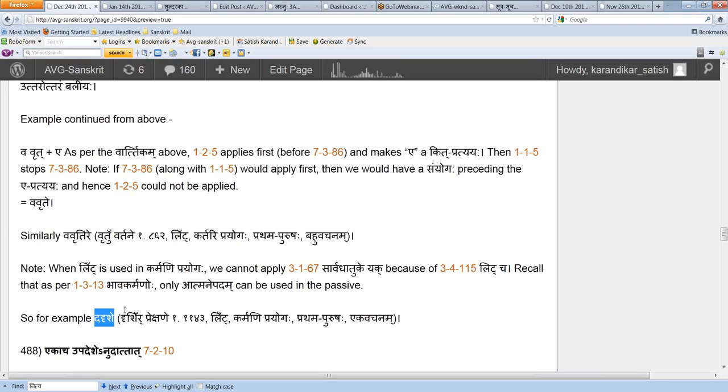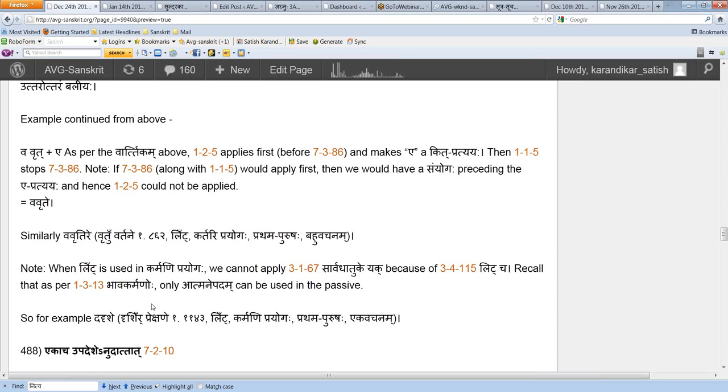So now we are ready to use the karmani prayoga in lit. The only thing to remember is 1.3.13, use atmanepadam, but no yak pratyaya. Now if the dhatu itself is atmanepadi to begin with, like the dhatu bhash, babhashe, now we don't know whether babhashe is active or passive. The dhatu is atmanepadi, and also we have to use atmanepadam because of bhavakarmanoh. So we don't know. Then we have to go by the context.